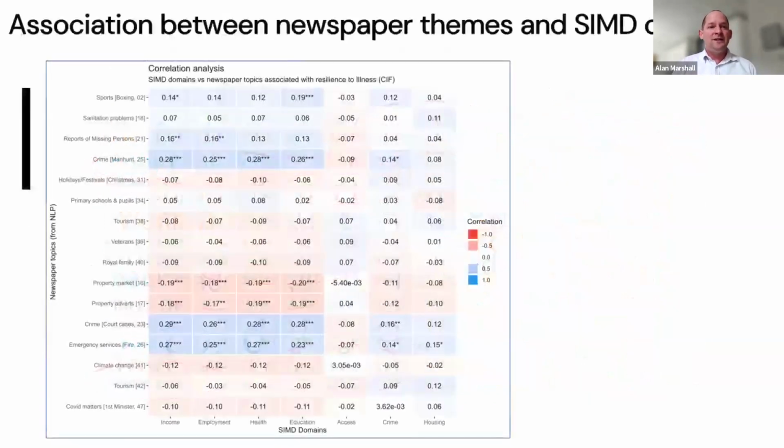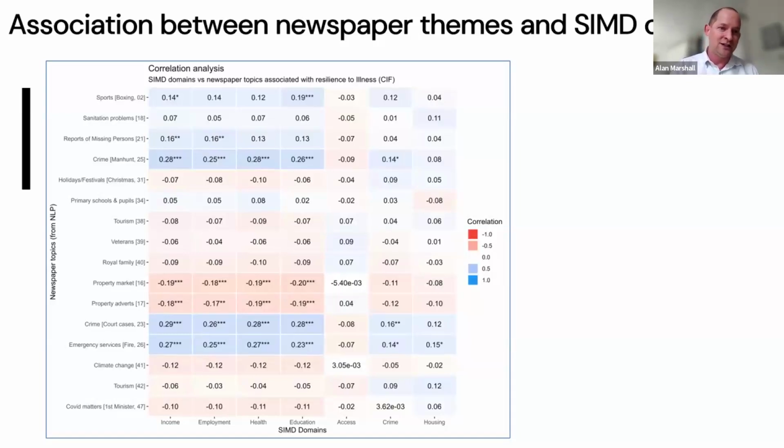So the first thing we did is we wanted to see how do these newspaper themes relate to things that are measured about places in the Scottish Index of Multiple Deprivation. So the Scottish Index of Multiple Deprivation captures the level of deprivation in data zones or neighbourhoods in Scotland according to various different themes. So this includes income, employment, health, education, access, crime, and housing. And you can see all of those listed along the bottom of the correlation chart that I've shown here.